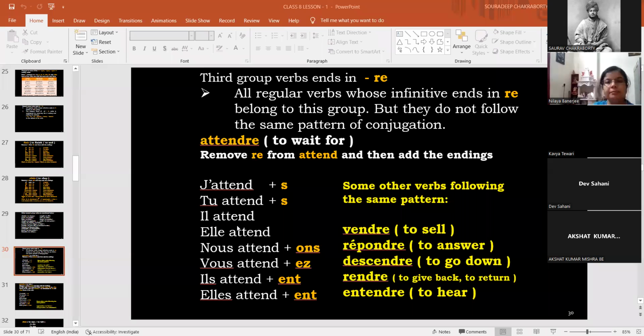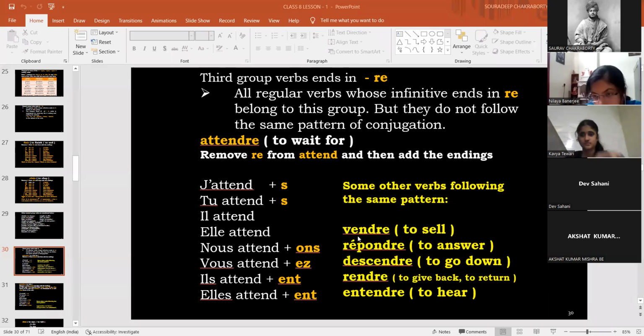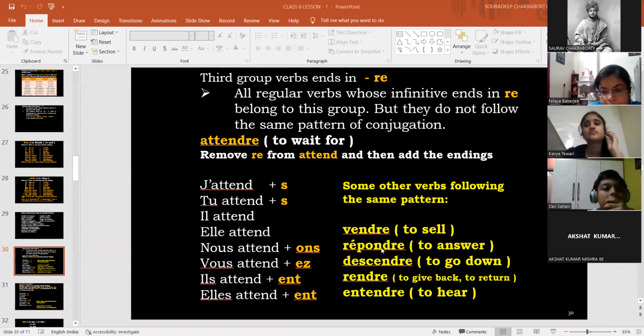Il attend, elle attend. Nous attendons, ons, we are adding. Vous attendez, ez, we are adding. Ils attendent, ent, we are adding. Elles attendent, ent. Similarly, in the same group, you can see the verbs given here: vendre, répondre, descendre, rendre, entendre. So these verbs fall under this subgroup.